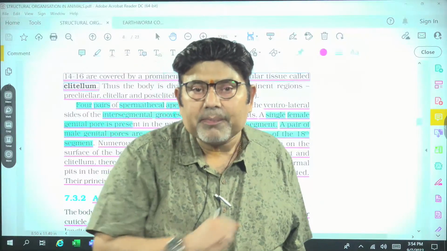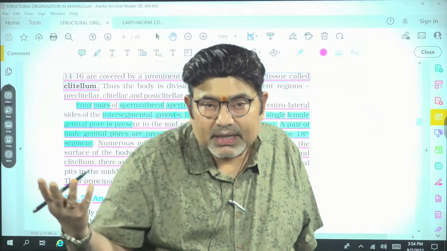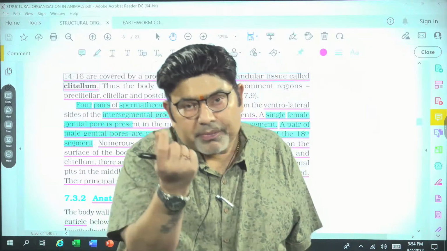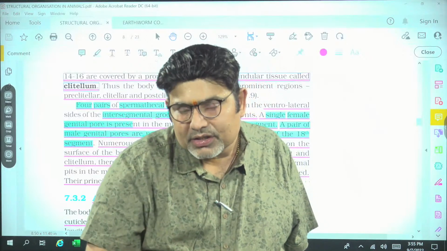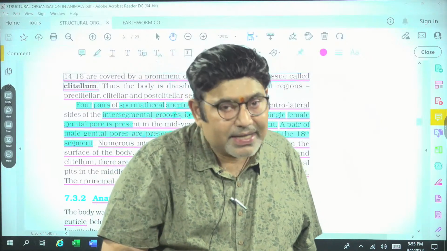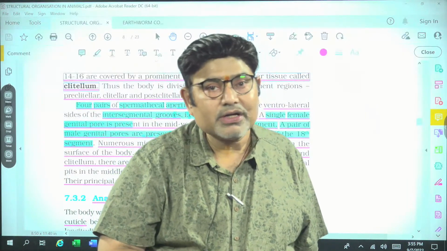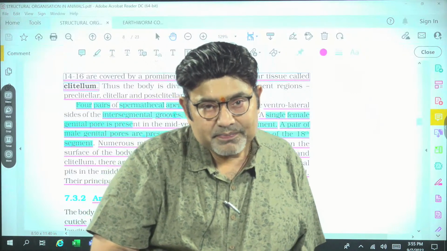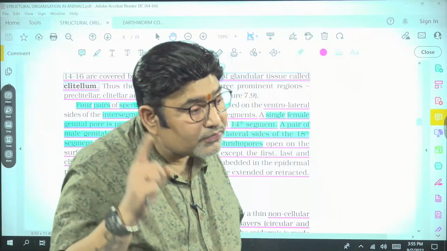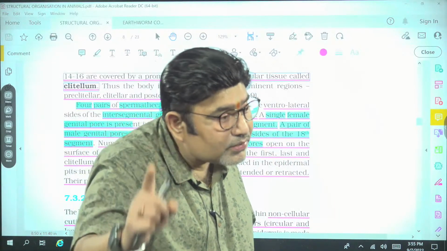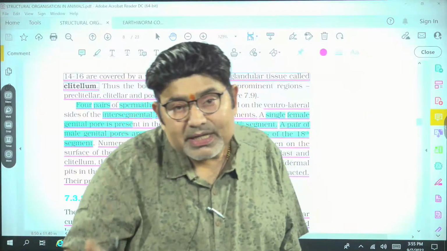Right. So how many pairs of spermatheca apertures? 4 pairs. How many spermatheca are there? 4 pairs. Each opening is for one spermatheca. Spermatheca is a small bag-like structure. What does it receive? Sperm. As it receives sperm, does it represent the male reproductive organ or the female reproductive organ? Yes, you are right. It is a female reproductive organ, children. Very good.